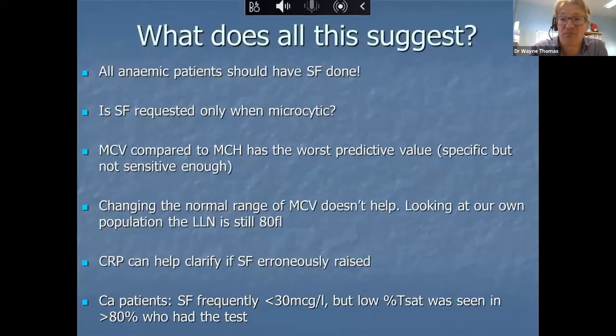So what does it suggest? All anemic patients need a serum ferritin, basically. You can't just look at the MCV, MCH and just say, nah, it ain't iron deficiency. You need a ferritin. But we know, and you know, that serum ferritin is done predominantly when there's microcytosis. But actually that misses the point. The MCH is much better at picking it up. But the trouble is it picks up the anemia of chronic disease.